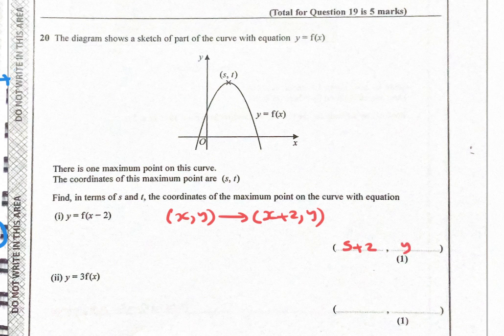Now for the equation y equals 3 times f(x), this is a vertical stretch by scale factor 3, so the point x and y will be x and 3y. So if you apply this rule for s and t, s will be the same and multiply t by 3, so s and 3t.